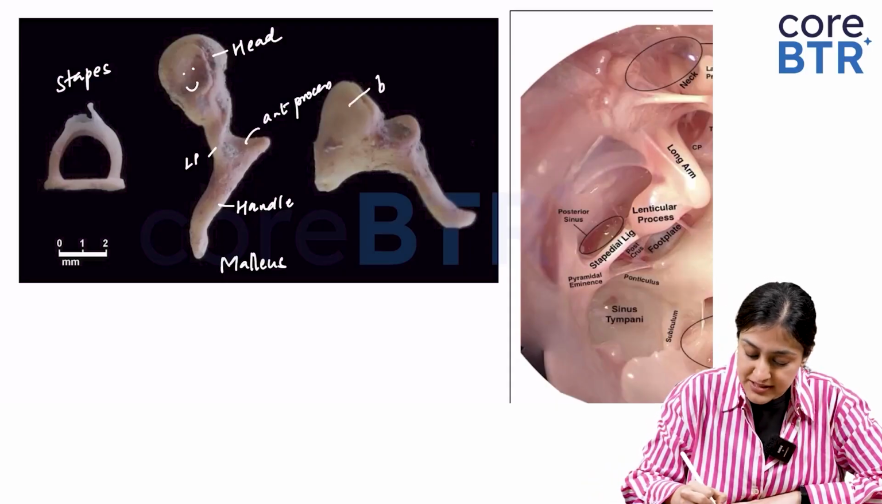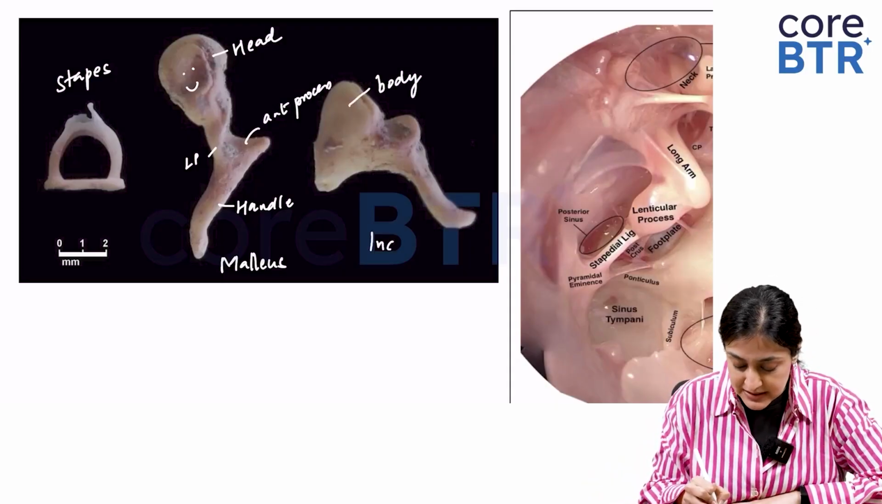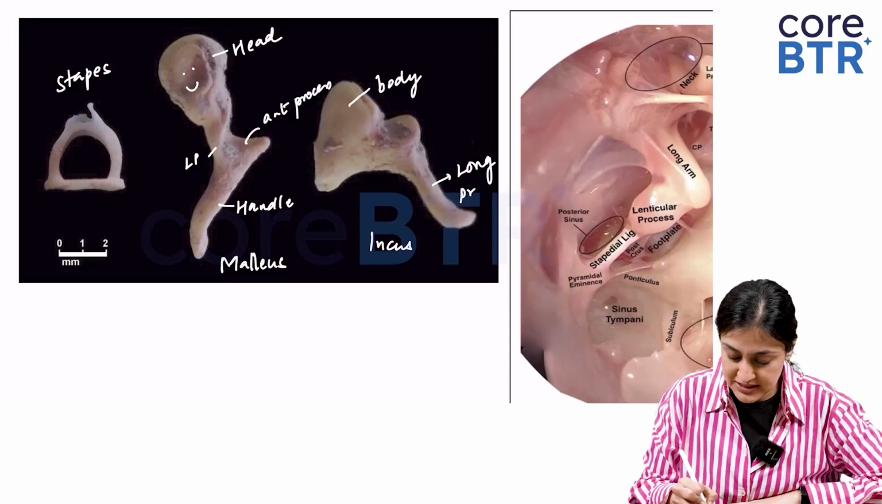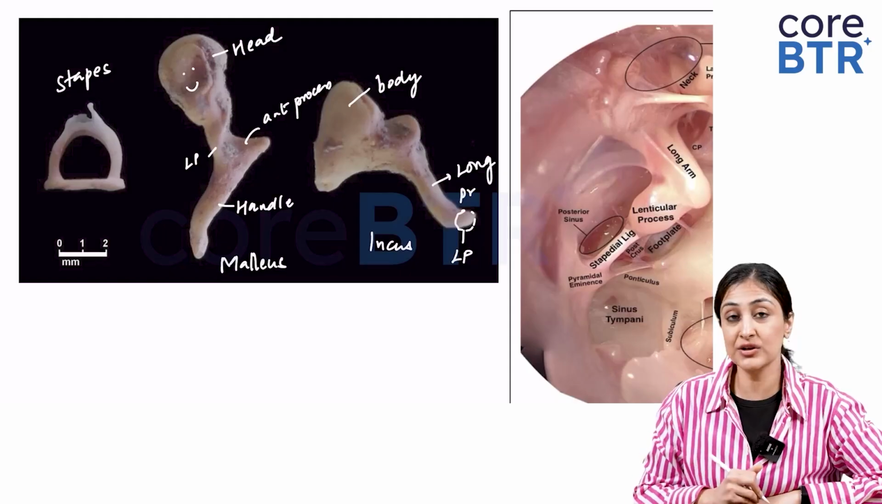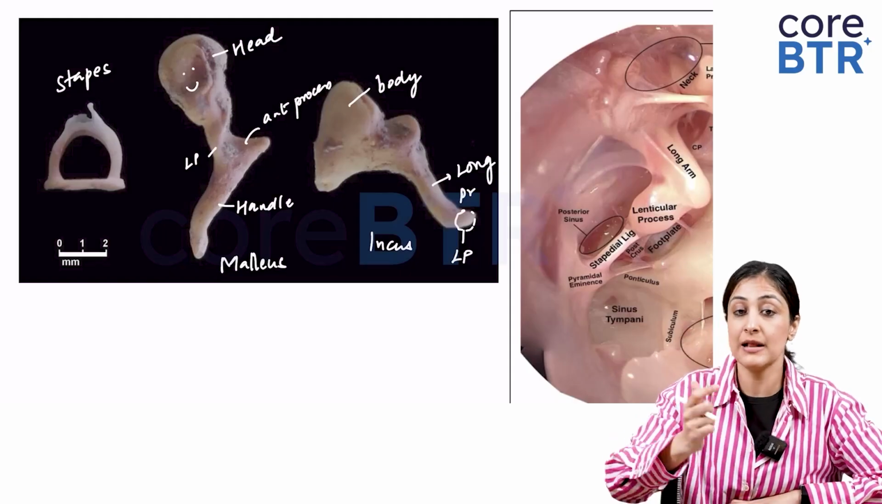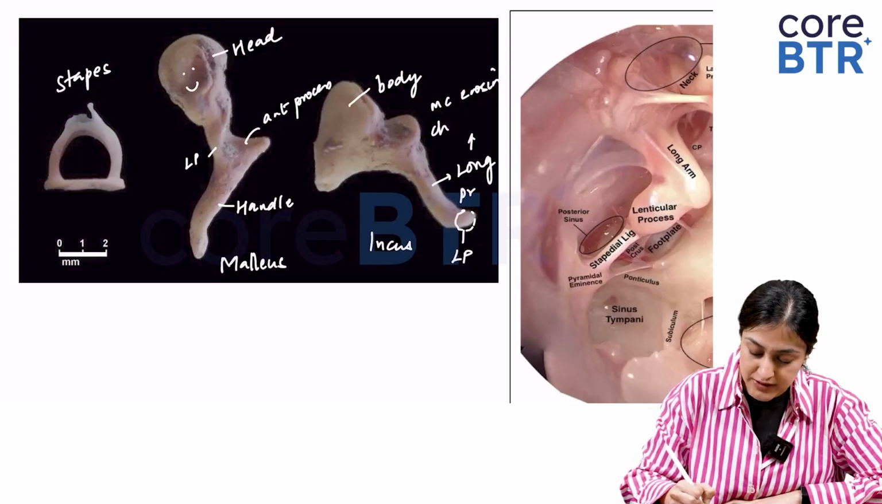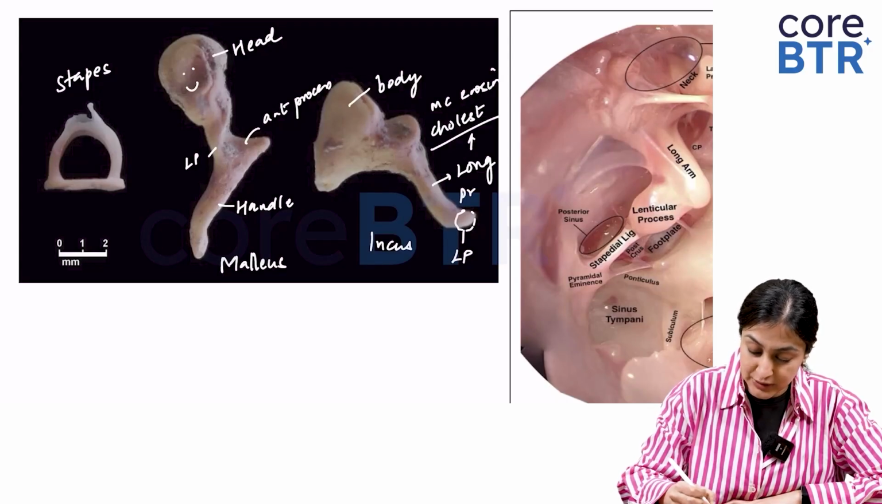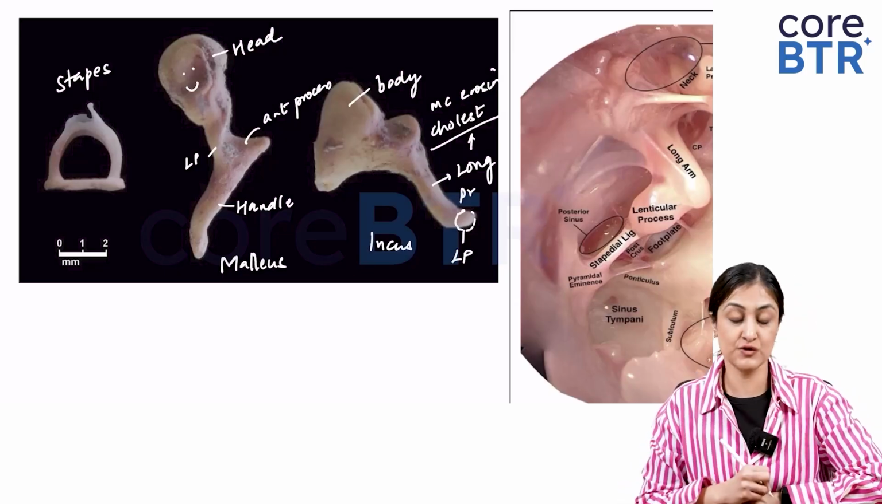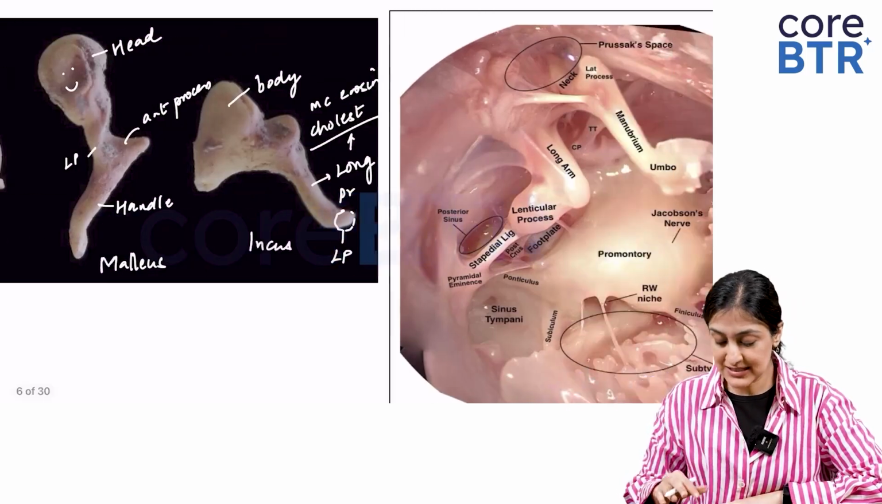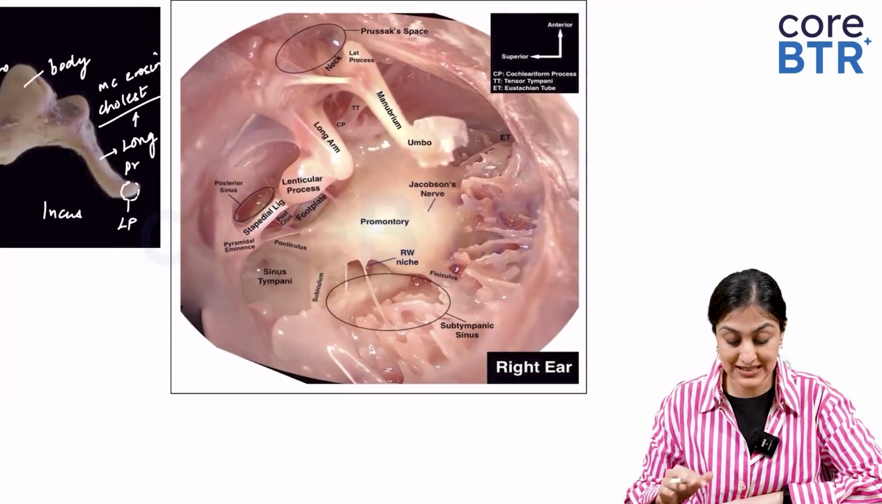When you see it starting directly from the body, that means this is the incus, and this is the long process of the incus. Just at the terminal aspect, they will have a lenticular process. So don't write lenticular lens, just a small one. So the long process of the incus. And what is the significance? This is the most common site of erosion in cholesteatoma. So in cholesteatoma, the erosion happens in this long process of the incus. So we have the malleus and we have the incus. Let's have a look at this image where you can see the different structures.